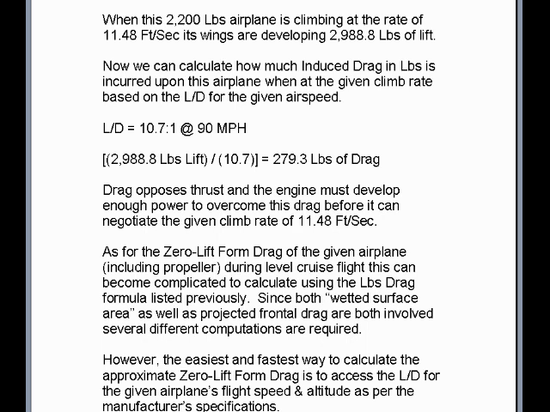Now we can calculate how much induced drag in pounds is incurred upon this airplane at the given climb rate based on the L over D for the given airspeed. In this case it's 10.7 to 1, so we divide the amount of total lift by 10.7. During this climb, 279.3 pounds of drag upon the airplane is incurred. Drag opposes thrust, and the engine must develop enough power to overcome this drag before it can negotiate the given climb rate of 11.48 feet per second.